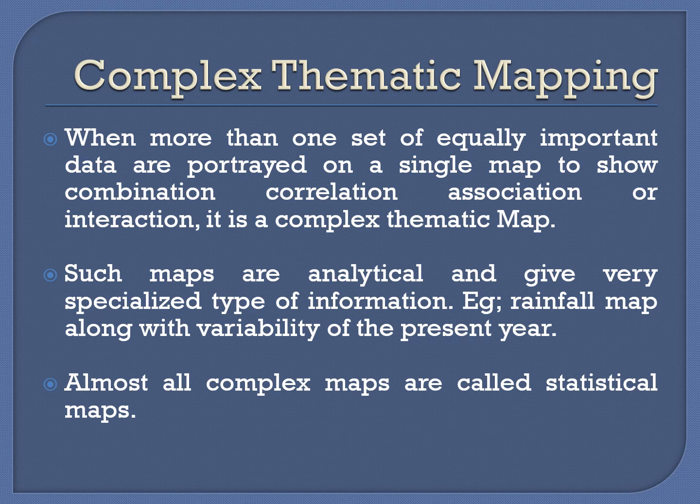So such types of maps come under the complex thematic map. Complex thematic maps are analytical and they give very specialized information. These maps are also called statistical maps.